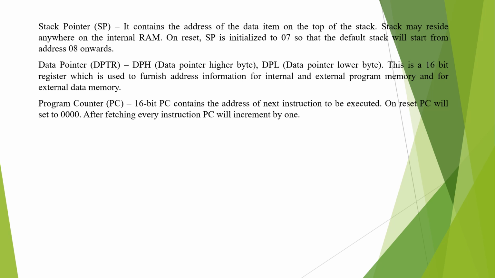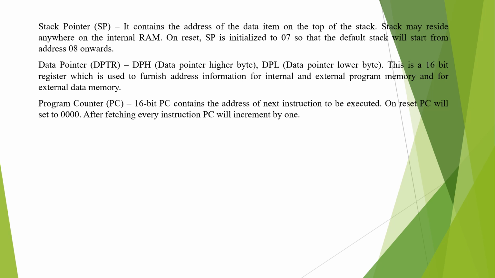The program counter is also the same as 8085. It will contain the address of the next instruction to be executed. Reset means when we are resetting the microprocessor or just switching on the processor. In that case the program counter will be cleared, and after fetching every instruction the program counter is incremented by 1, same as 8085.